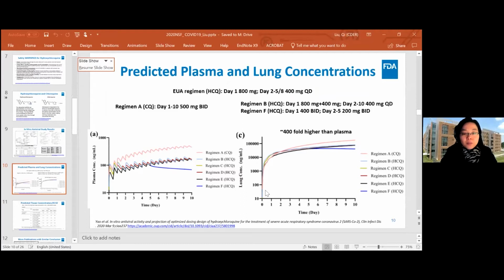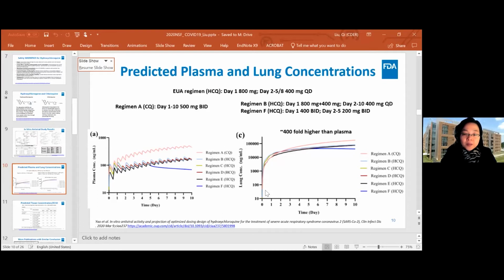Yao et al. also built a PBPK model based on literature data for both chloroquine and hydroxychloroquine, and used this model to predict both plasma and lung tissue concentrations. The plot on the left is the plasma concentration, and the plot on the right is the lung concentration, which is about 400-fold higher than the plasma concentration.